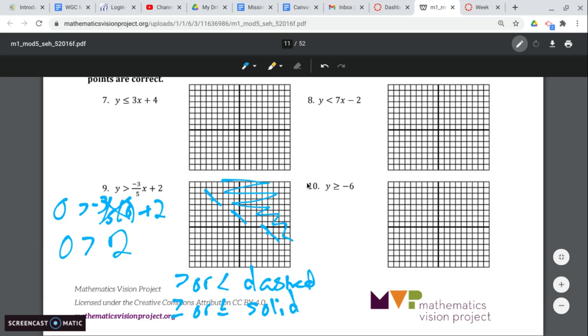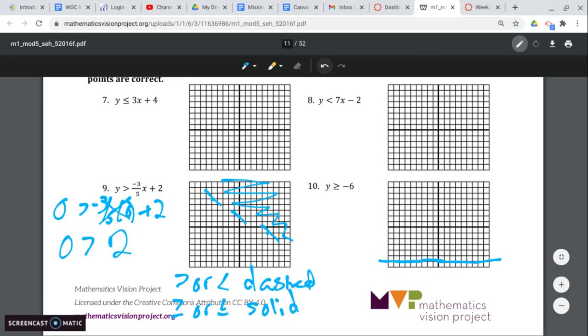Now, remember on number 10, this one's a little weird. It's just y is greater than or equal to -6. So if we think about this in terms of just a regular equation, y equals -6, what kind of line would it be, horizontal or vertical? Well, it's a y equals, so it's horizontal. So 1, 2, 3, 4, 5, 6. So here is -6, and it's just going to be a solid line that goes right through there.